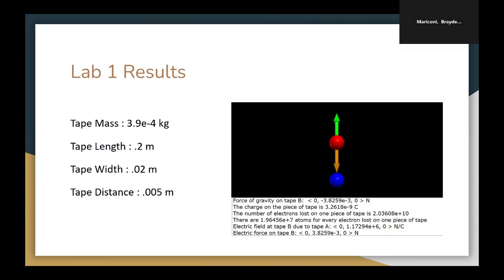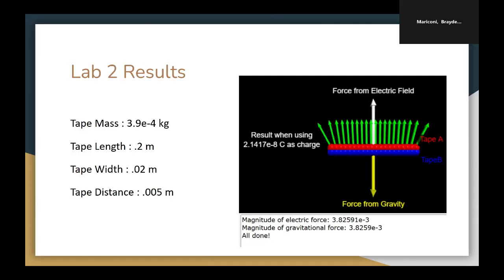In Lab 1, when we treated the tape as a single point charge, we found 3.2618 times 10 to the negative 9 coulombs, assuming that the entire tape charge was just a point. In Lab 2, using the distributed line of charge model, we found 2.1417 times 10 to the negative 8 coulombs. This difference occurred because the point charge model oversimplifies the geometry. When charge is distributed along the tape, the distance between the individual charge elements matters, and that significantly changes the total force calculation. The line of charge model is more realistic and therefore more accurate.